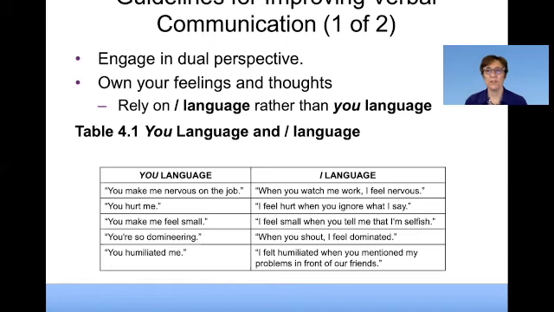Okay, so some guidelines for improving verbal communication. This is from earlier this semester. We talked about engaging in dual perspectives. So always when communicating to be effective, you want to try to bear in mind both your own perspective and the perspective of the other person with whom you're communicating. So that is a dual perspective. So keep that in mind for the rest of your life, okay? That makes communication much more effective.